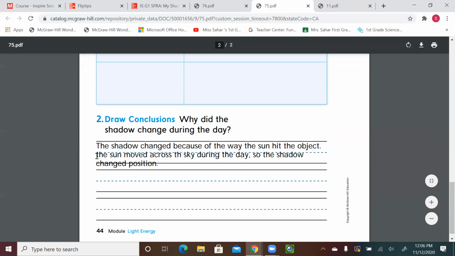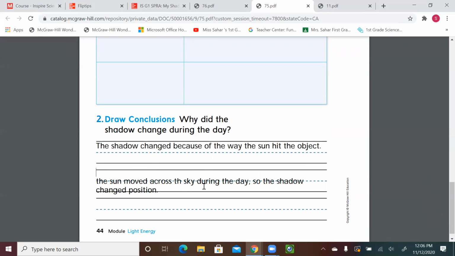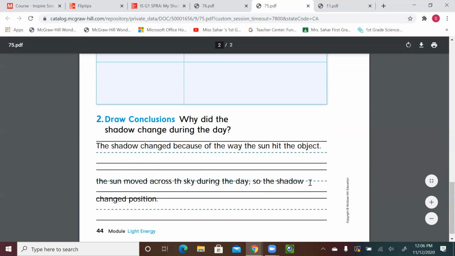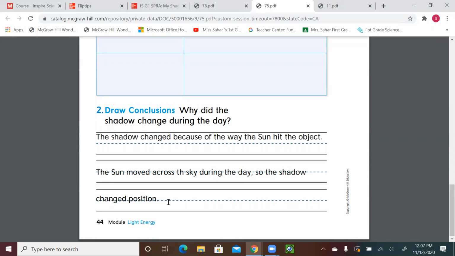Okay, let me see if I can make this clear. So the shadow changed because of the way the sun hit the object that you're observing, if it's you or the tree or the street sign. And then the sun moved across the sky. That's when the shadow also changed position and size. Okay, I'm waiting a little bit for you to write it down.